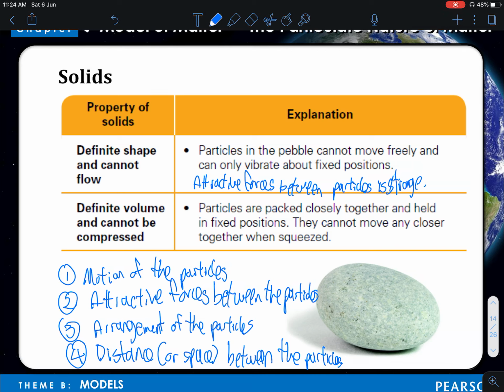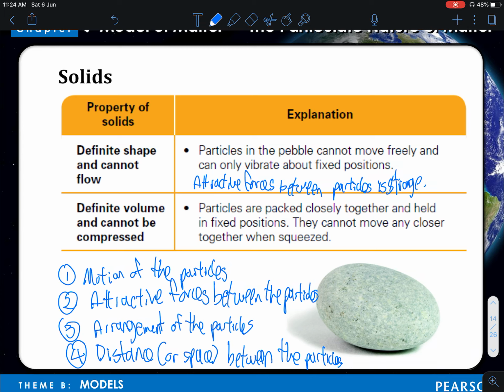Next is the particles are packed closely. Now we are talking about volume and cannot be compressed. The particles are packed closely and held in fixed position. So this is where you address the distance part, and then they cannot move any closer together when squeezed. So this is again the motion part. You can add in the forces of attraction again. And of course, packed closely together means having a regular and fixed arrangement. So you again answer number 3. So in this case, you got 1, 2, 3, and 4.